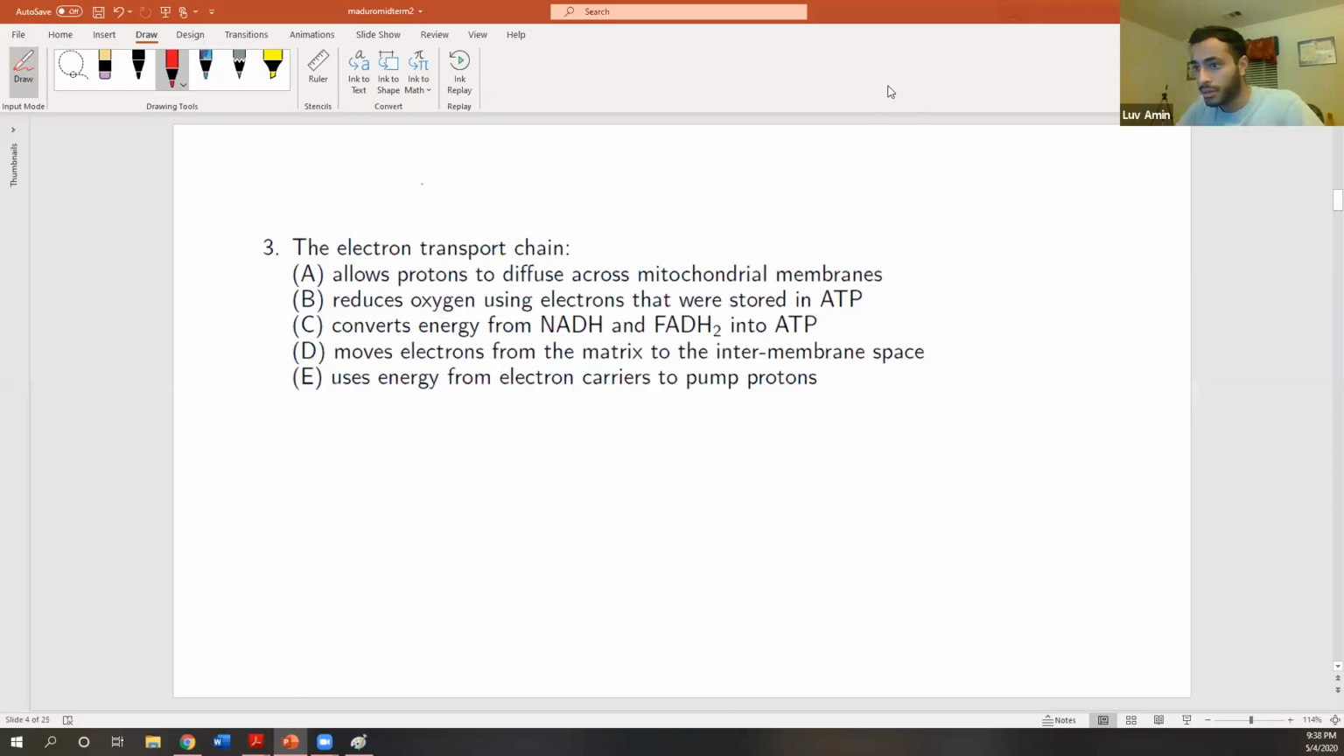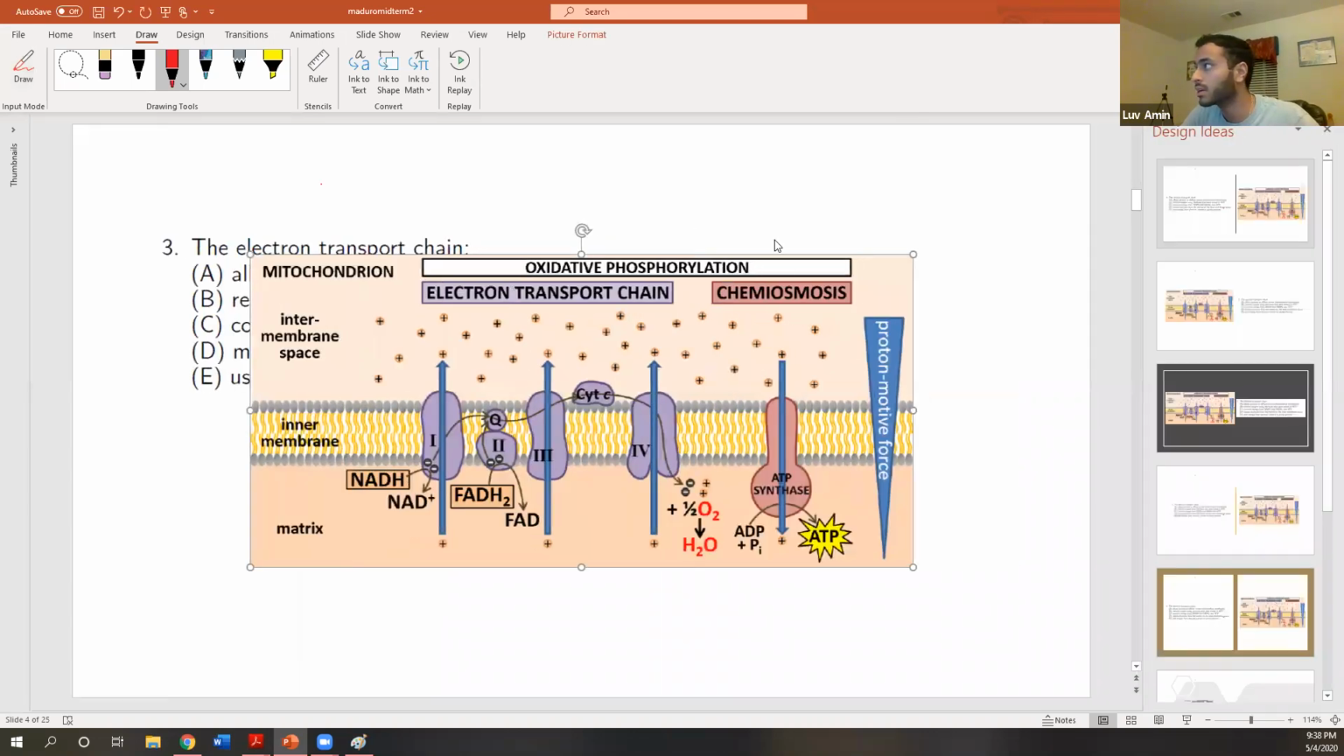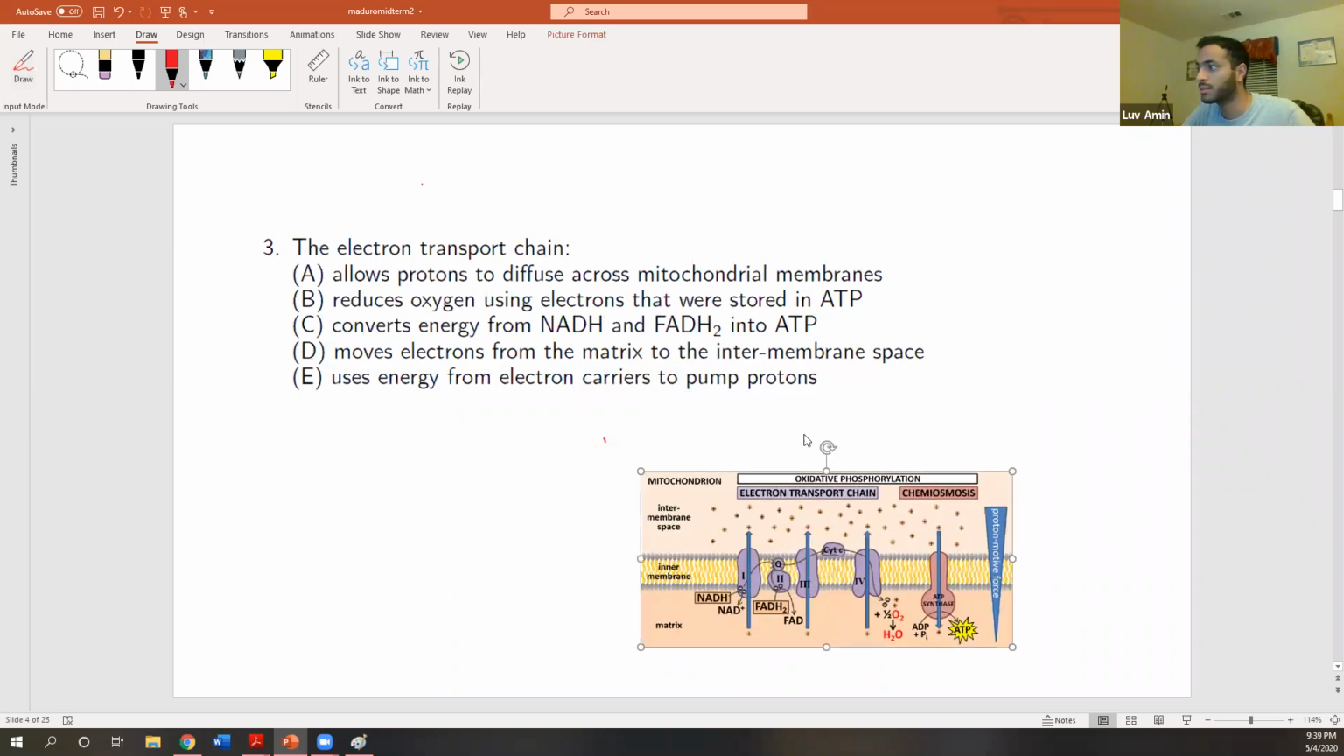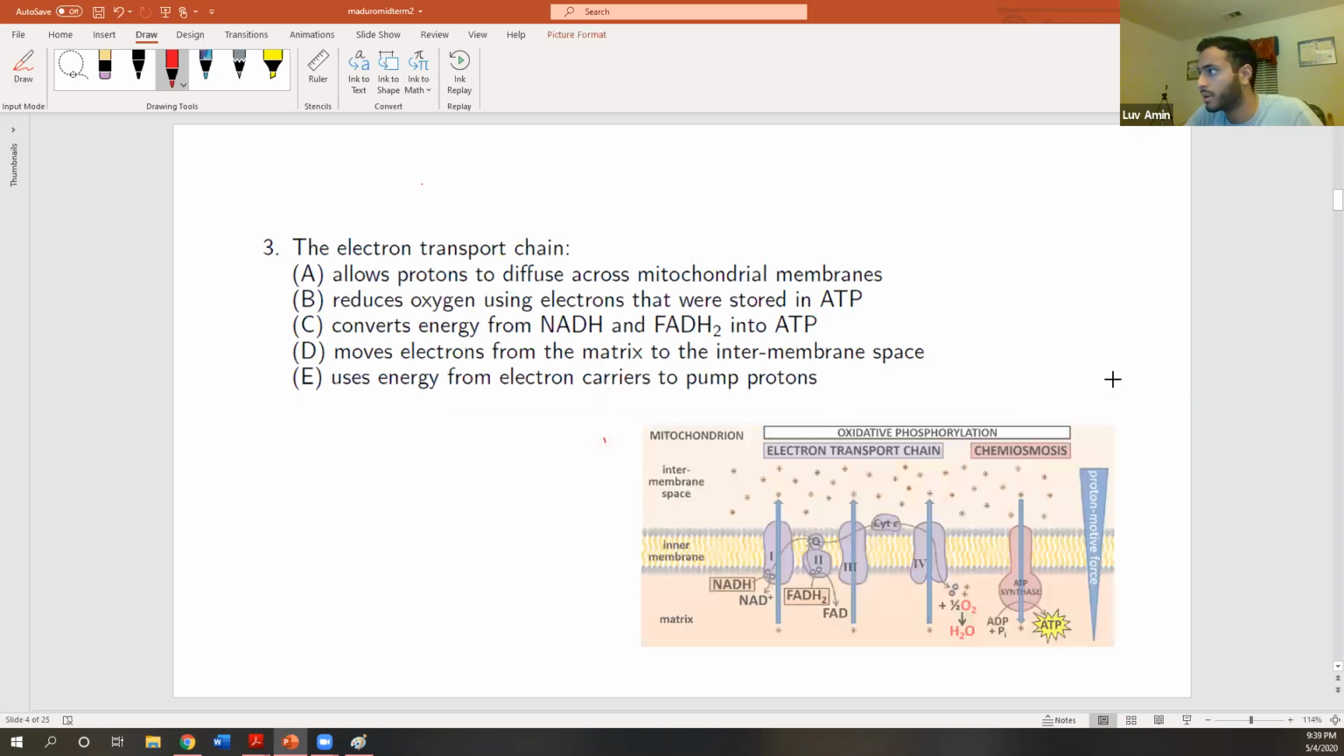So let's go on to number 3. Number 3 is asking about the electron transport chain. I'm just going to flash a picture of the electron transport chain on the screen real quick, and it'll help us review what we're talking about. So it's saying the electron transfer chain allows protons to diffuse across the mitochondrial membrane.